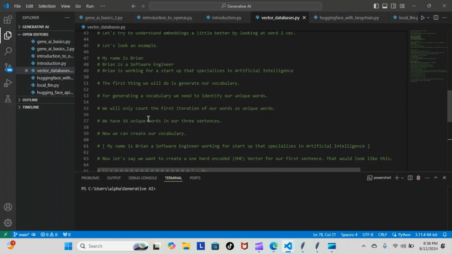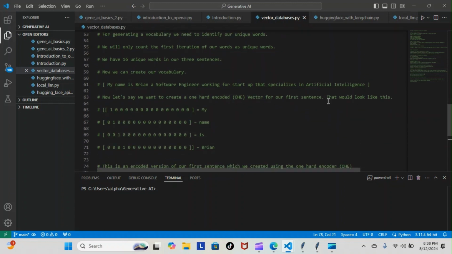We have 16 unique words in our three sentences. So all four of these will be 1, 2, 3, 4. Then we have 5, 6, 7. We have 8, 9, 10, 11, 12, 13, 14, 15, 16 unique words. It's going to make up our vocabulary. As you can see, I have them listed here: my name is Brian, a software engineer working for a startup that specializes in artificial intelligence. Like I said, we're only taking the first iteration of every word out of our three sentences, no repeats.